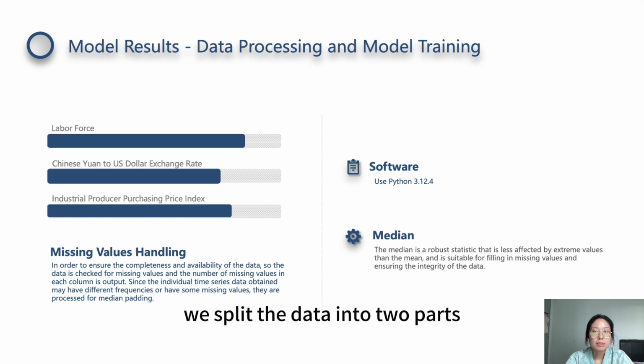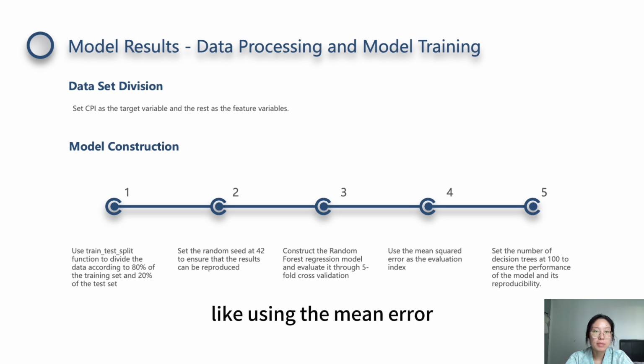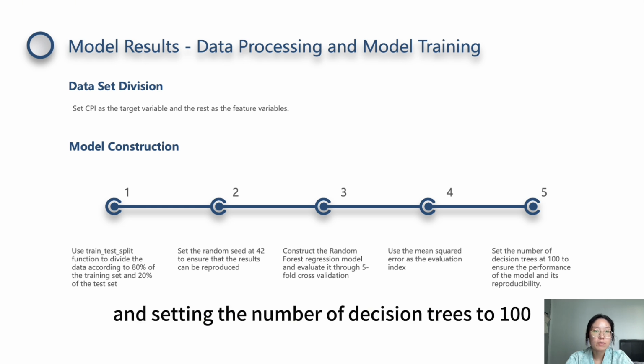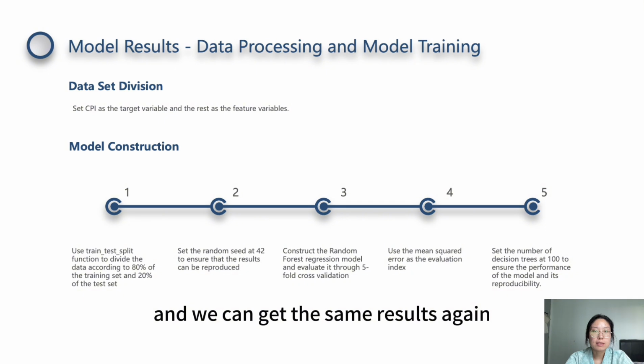After that, we split the data into two parts. One part was used to train the model, and the other part was used to test it. We used Python 3.12.4 and a method from the Sklearn library called ensemble random forest regressor to train the model. We set some numbers, like using the mean error to see how good the model is and setting the number of decision trees to 100. This makes the model work well and we can get the same result again.